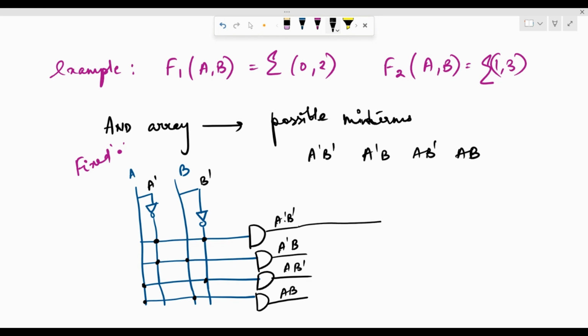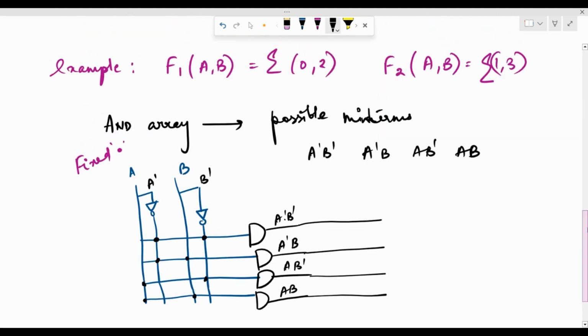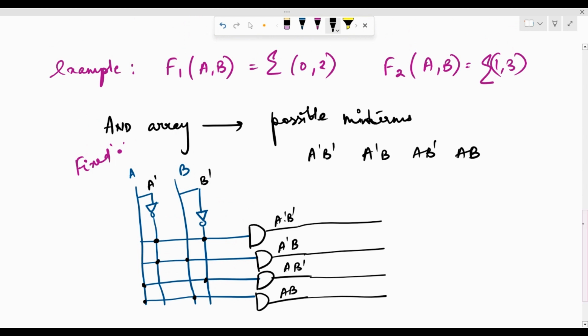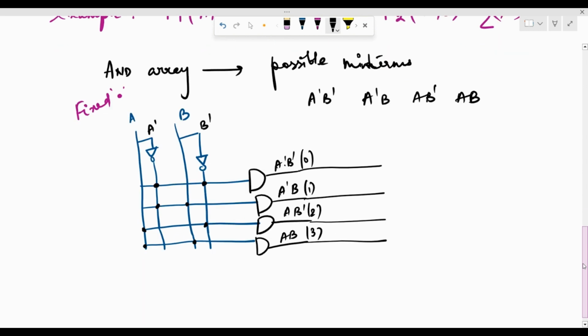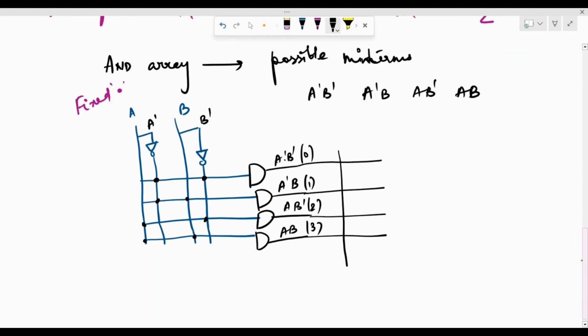Following this, we need to implement the programmed OR array. In this case, we have two functions F1 and F2. And here all the minterms are available, meaning this is minterm 0, 1, 2 and 3, of which F1 has only 0 and 2 in its function. So F1 has to be programmed only for minterm 0 and 2. And we are going to use the OR gate to tap out the output.